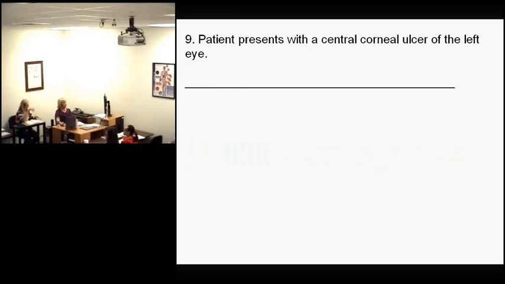Number 9, patient presents with a central corneal ulcer of the left eye. The eyes aren't so bad. The only place you're going to have to worry is glaucoma. Just make sure you don't put too many codes.